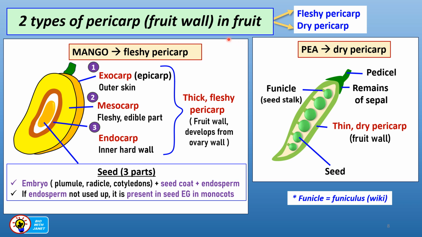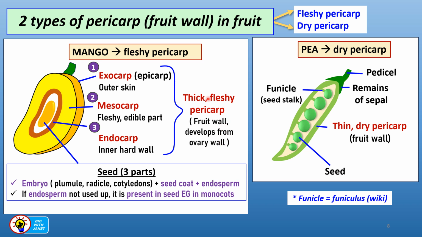Now, the ovary wall develops to form the fruit wall in the fruit after double fertilization. So ovary wall becomes fruit wall, and there are two types of fruit walls. The fruit wall is known as the pericarp. There are two types of pericarp: the fleshy pericarp and the dry pericarp. Let's look at the first example: fleshy pericarp. For example, in the mango fruit, the pericarp is thick, fleshy, juicy, and succulent, right? So pericarp is the fruit wall that develops from the ovary wall.